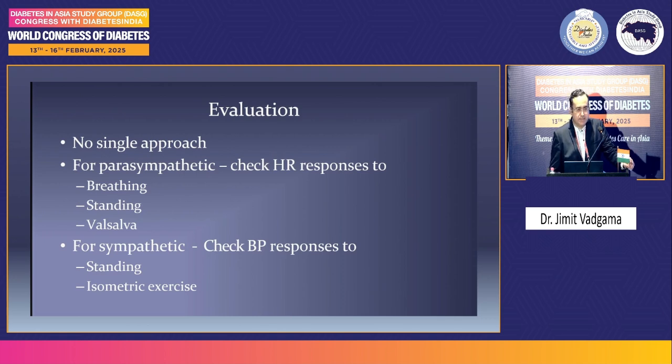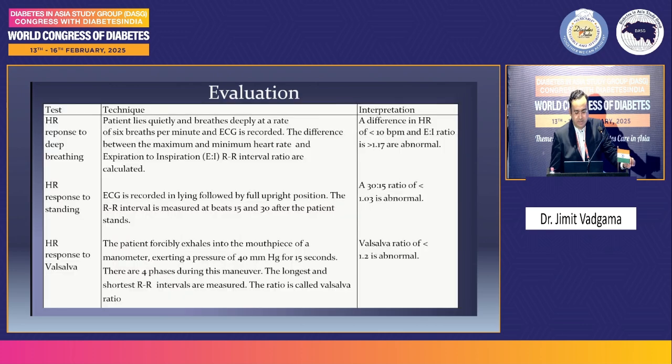For parasympathetic, we just have to see the heart rate responses to deep breathing or slow breathing, standing from the supine or sitting position, and then the Valsalva maneuver. For sympathetic activity, we need to measure the blood pressure responses to standing and isometric exercise. This is simplified. I have done this test.